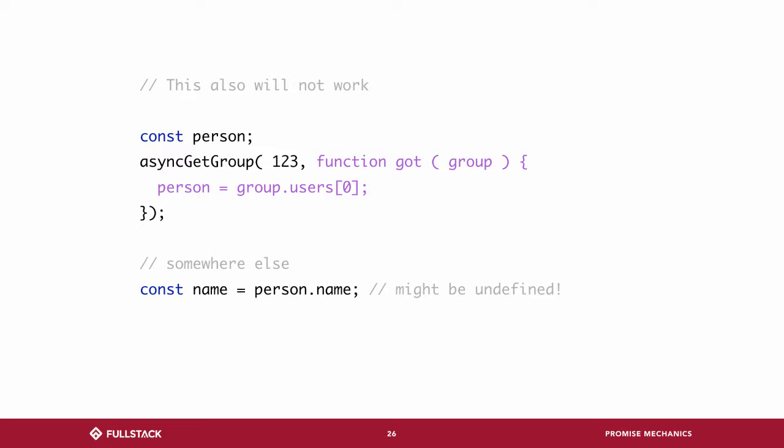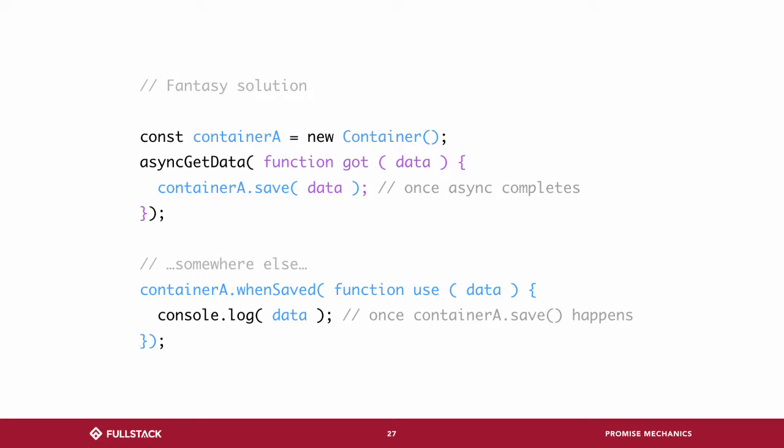This is not going to work if we use this in code because this could very well be undefined, since who knows if person has been populated at the point that it's being used. Ideally, thinking about a fantasy solution, here's container A, and we call this async data, and we'll get some data, and we tell container A to save itself, which is going to be another asynchronous operation. Then outside of here, we could say to container A, do me a favor. When you're saved, I want to do something else. And that's really what a promise is.